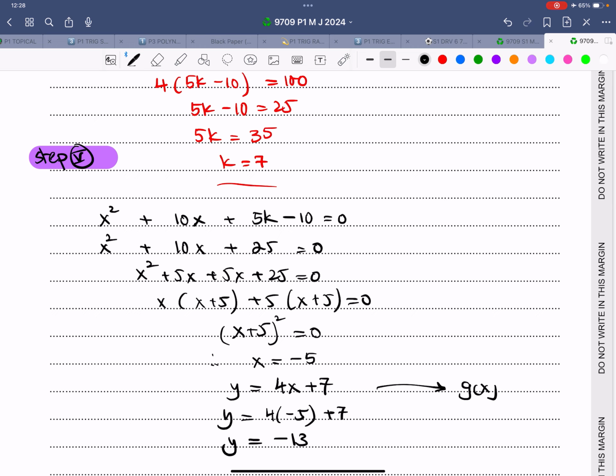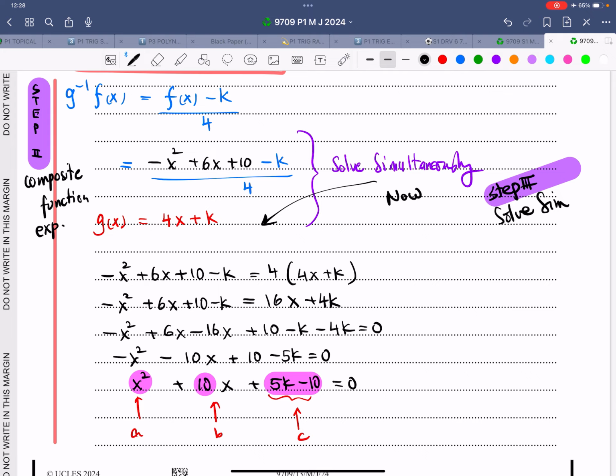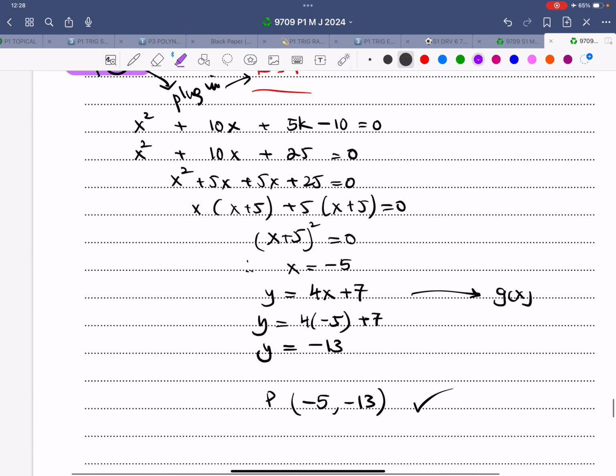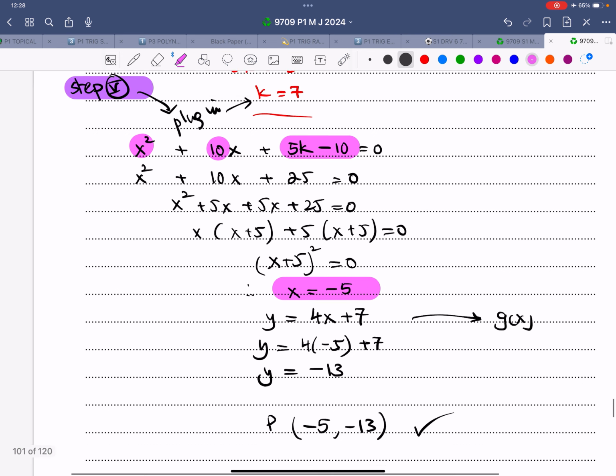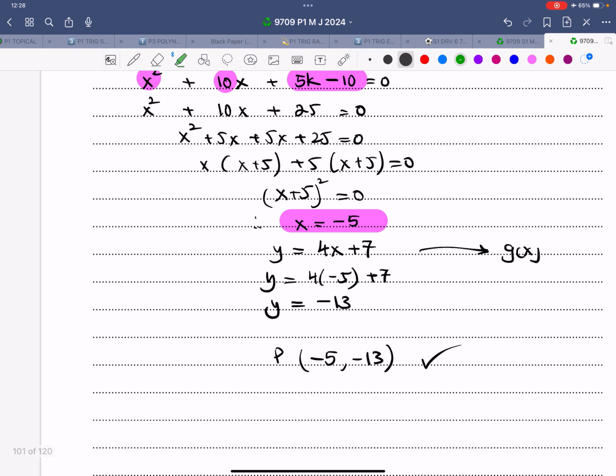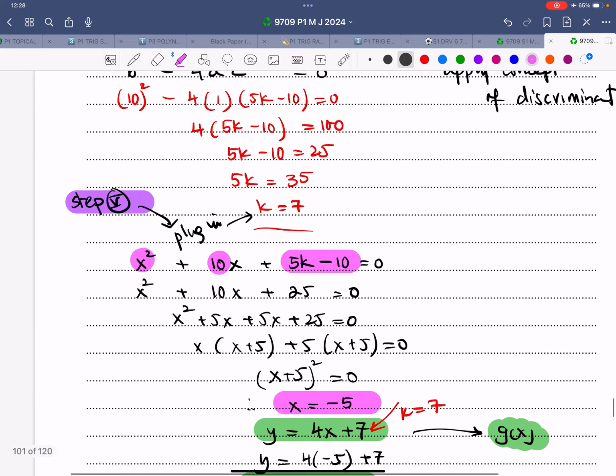So now what we do is plug in the value of k in this equation, x squared plus 10x plus 5k minus 10. You plug in this value, and you get the value of x equals negative 5. Now this is g(x) right over here. You plug in that value, with k equals 7, and then you find the corresponding point, that is y equals negative 13. So that is P: negative 5, negative 13. That is the answer.